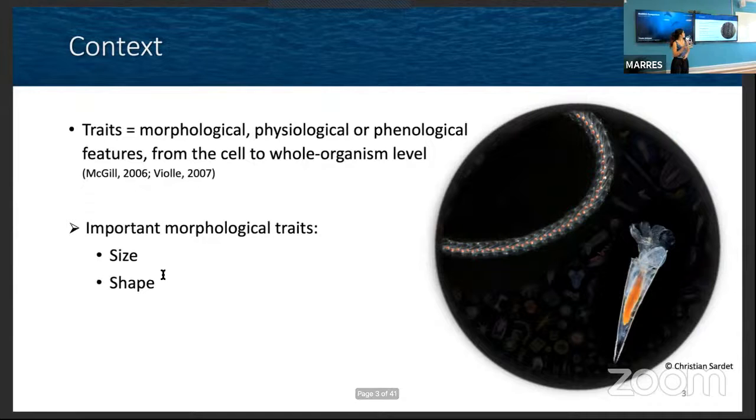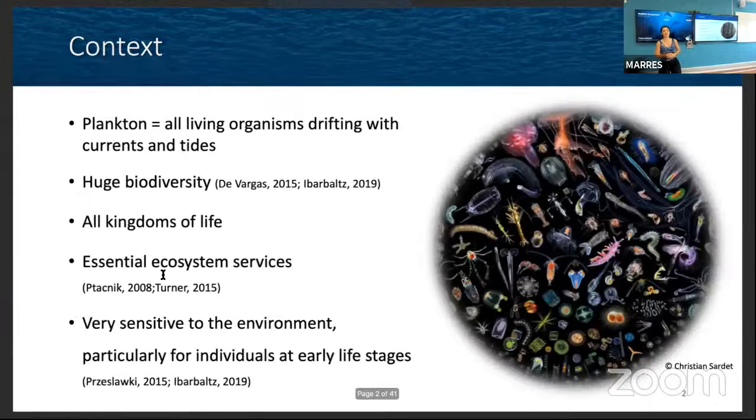First, what we call plankton is all living organisms drifting with the currents. And as you can see on the picture on your right, it gathers a huge biodiversity, crossing all the kingdoms of life, coming from the plants, the animals, but also protists and even bacteria and viruses. And these organisms are responsible for essential ecosystem services because they are involved in biogeochemical cycles and they are at the basis of the world marine food web.